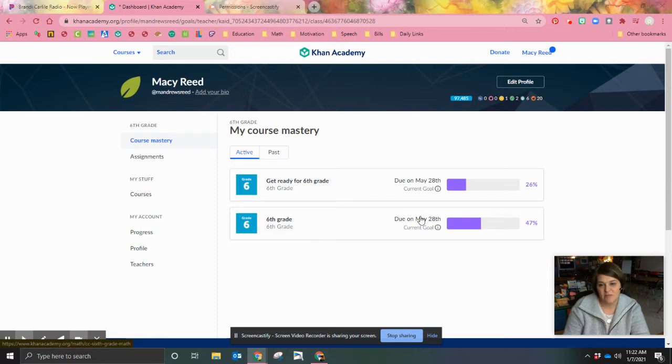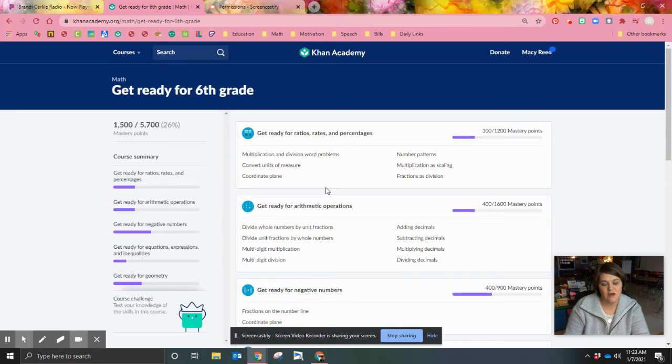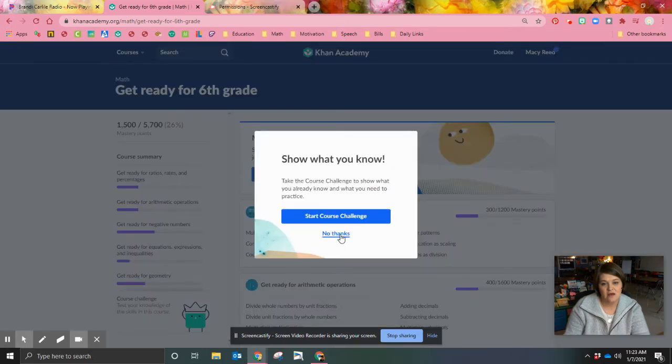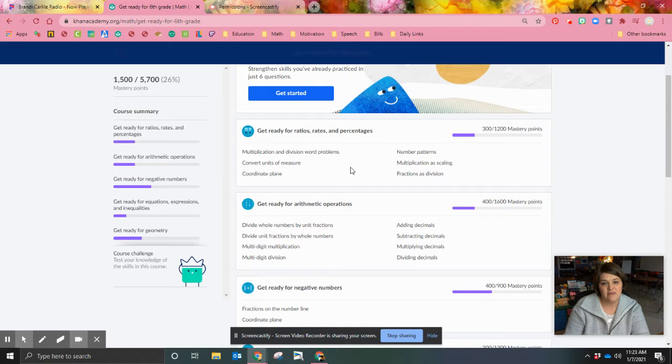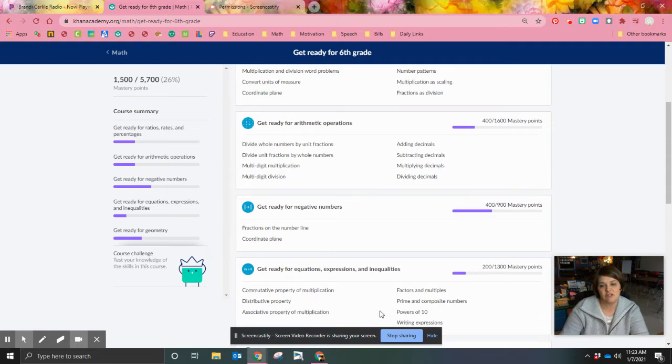You can see I put the goal of due on May 28th, but that's kind of a movable goal. It could be before, could be after. So I'm going to click on that, and that is going to take me to all of the Get Ready units. So ratios, rates, and percentages, arithmetic operations, negative numbers, equations, and inequalities in geometry. So at this point, we should have completed these two, or should be close to completing.